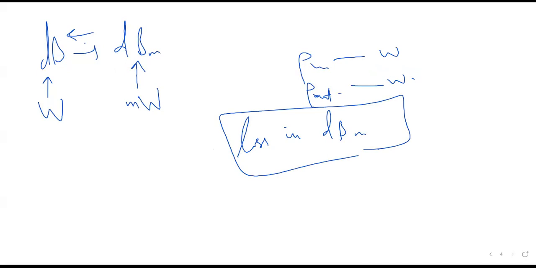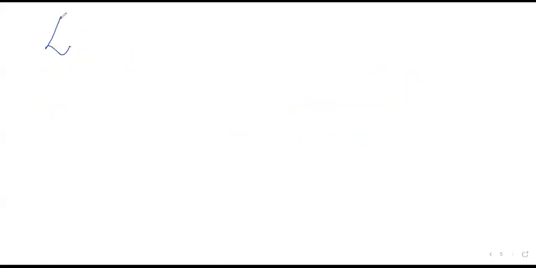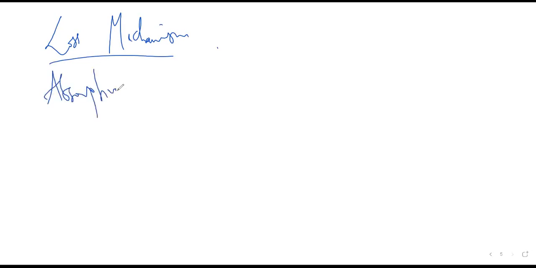Right. We are done. We have what we call loss mechanisms. This is how loss happens. Loss mechanisms. We have absorptive loss. You need to know this definition. Absorptive loss is of two types: intrinsic and extrinsic. Define those two.